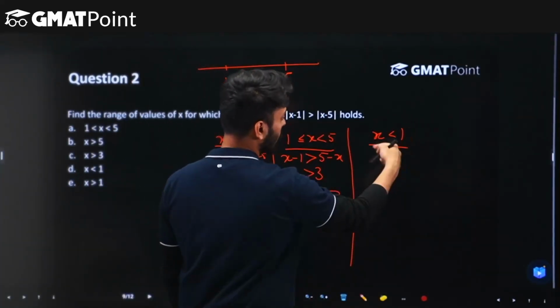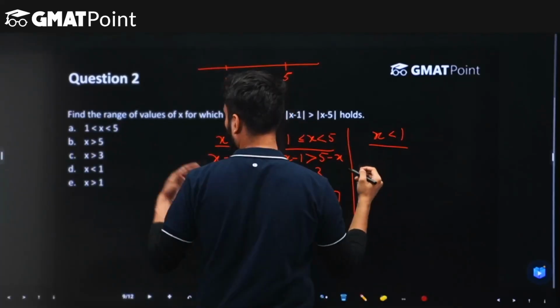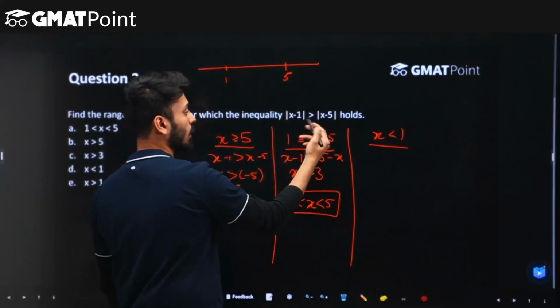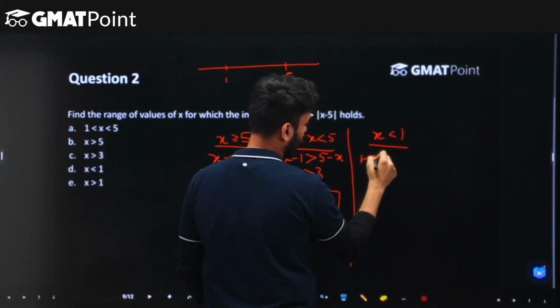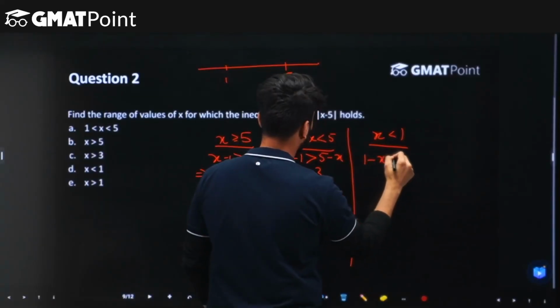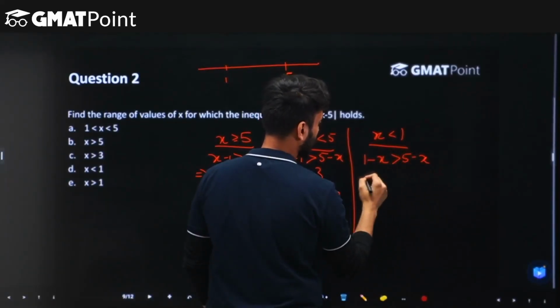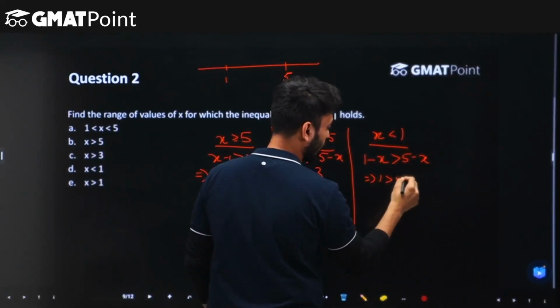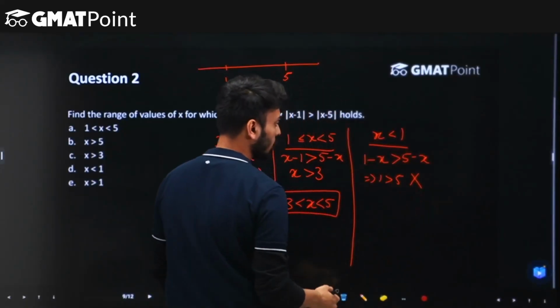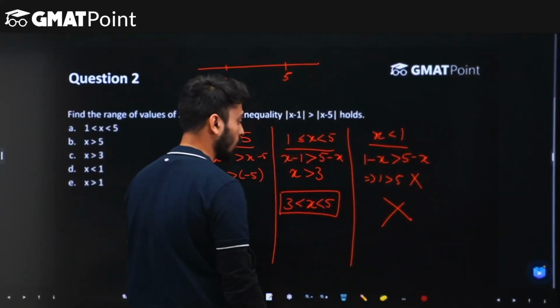In the third case, I have x less than 1. So both of them are going to be negative this time. Since both of them are negative, I have 1 minus x greater than 5 minus x, which gives me 1 greater than 5. This is a false statement. So in this region, there are no valid solutions.